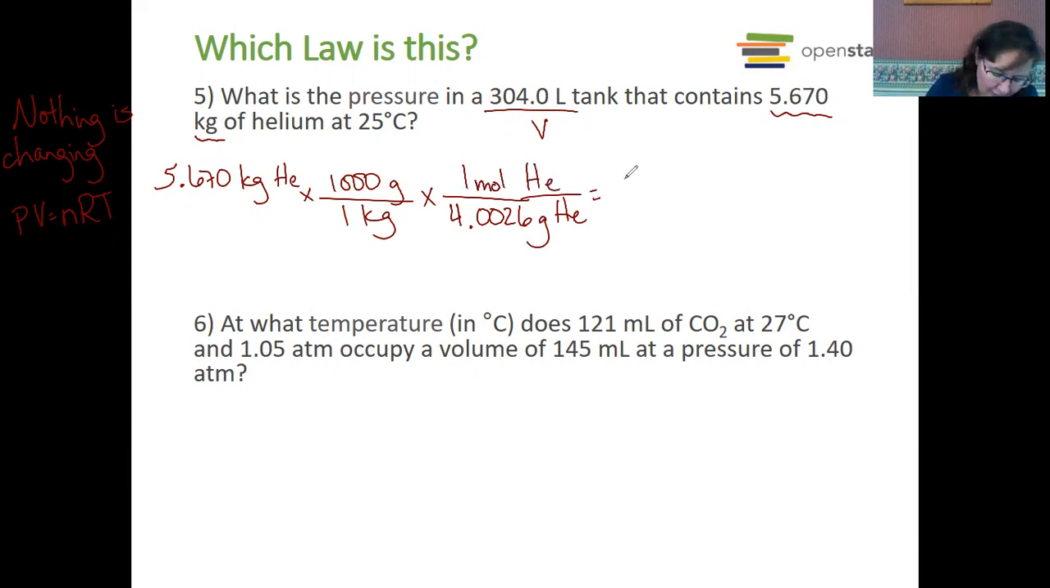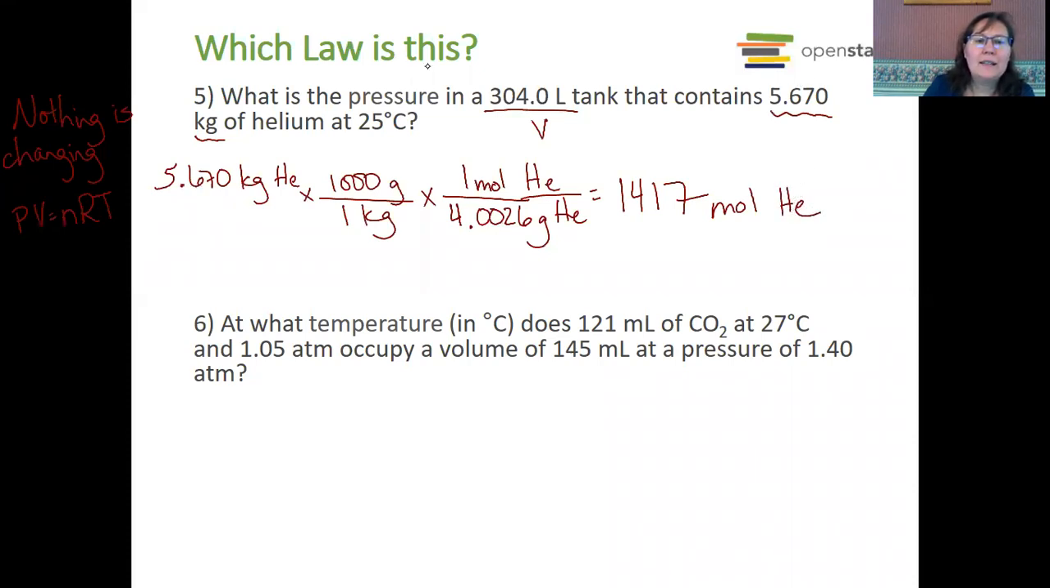Okay, so I do my calculation, 5.670 times 1,000 divided by 4.0026. And this tells me that I have 1,417, I can have 4 significant figures, 1,417 moles of helium.